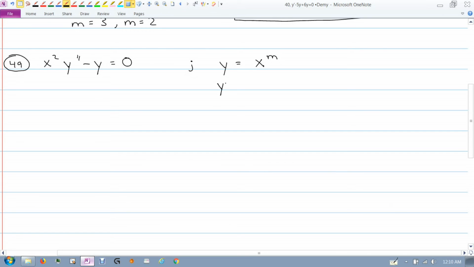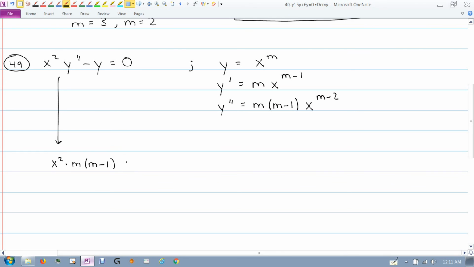Okay, so let's take some derivatives. The first derivative here is m, so this is power rule, x to the m minus 1, and then y double prime is m still out here, the m minus 1 drops down, then x to the m minus 2. And so when I plug in, I've got x squared times y double prime, which is m times m minus 1 times x to the m minus 2. And then I have minus y, which is x to the m, and we need that to be equal to 0.